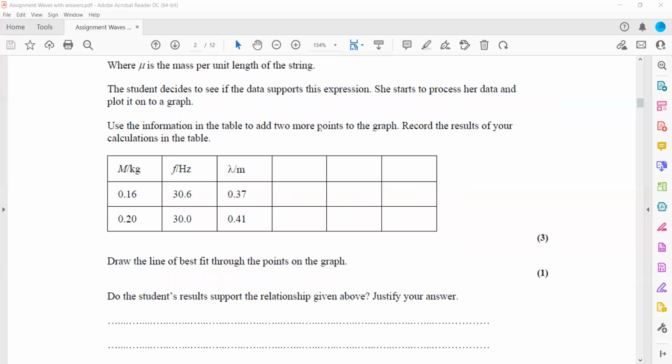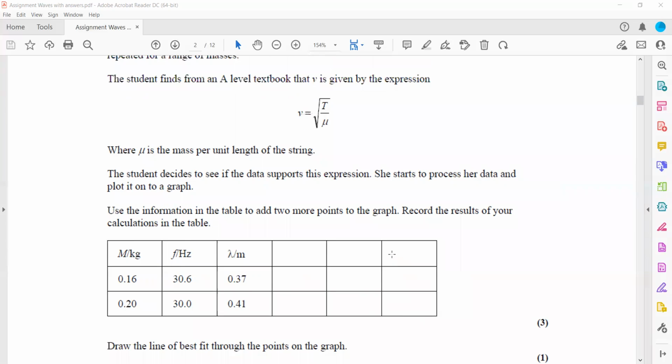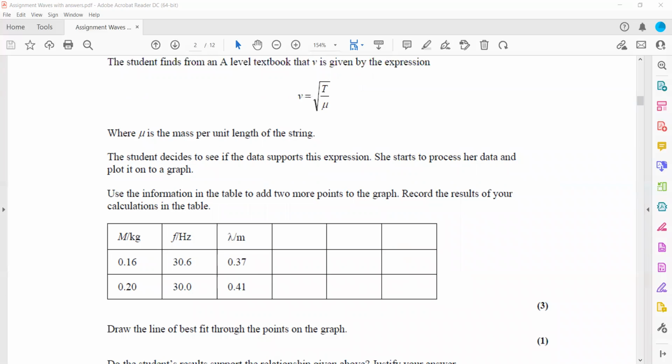Use the information in the table to add two more points on the graph, record the result, and draw a best fit line through the points on the graph. And do the student's results support the relation given above? So the relation which is given above, v is equal to the square root of T divided by mu.